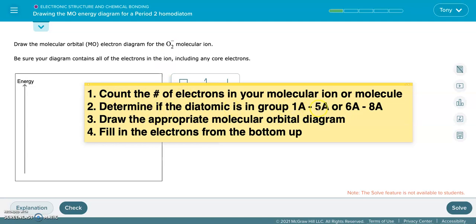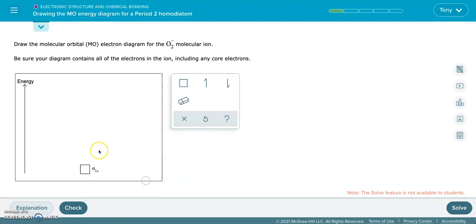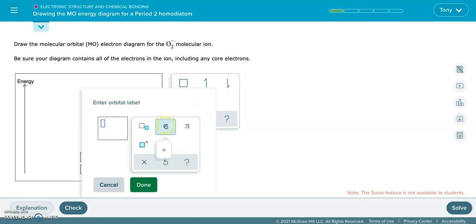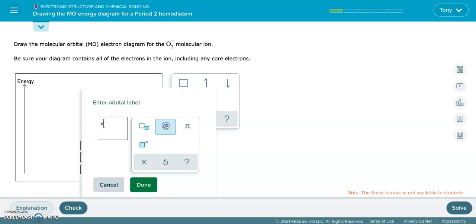Determine if it's in group 1A to 5A or 6A. Oxygen's in group 6A, so we're going to use that second option for building our structure. Draw the appropriate molecular orbital diagram. So let's go and do that. This is a little bit tedious, I will admit. Here we've got to plug these in. The sigma 1s, now we've got sigma 1s star, then we've got sigma 2s, and sigma 2s star.